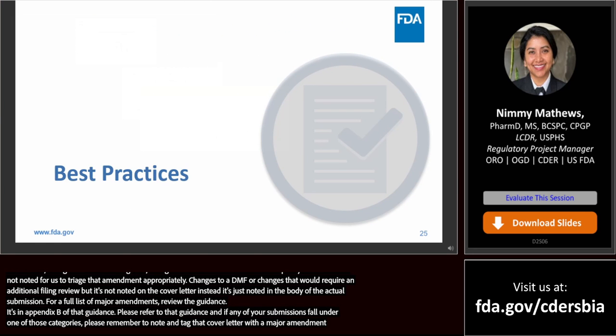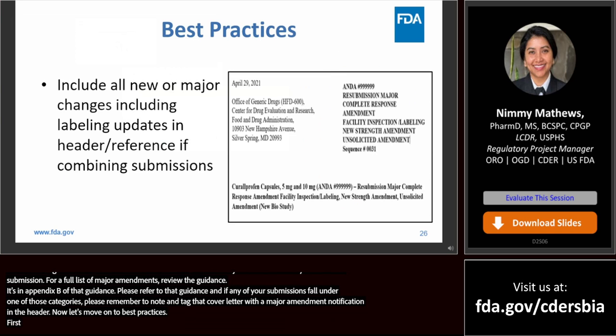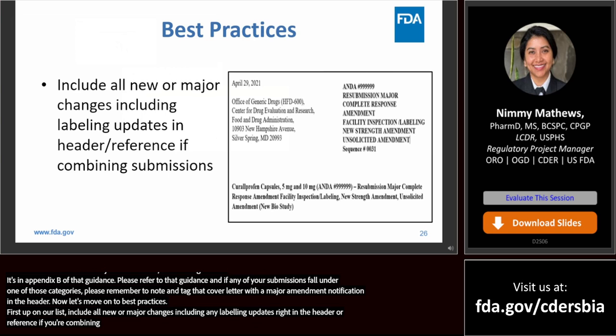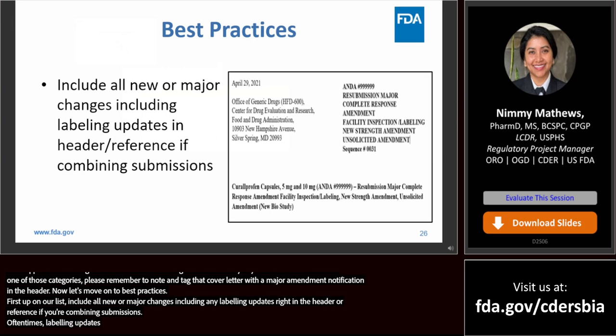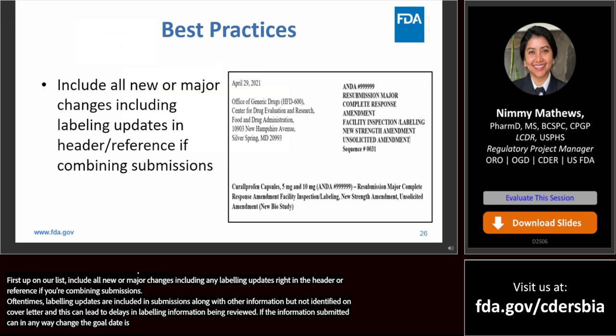Now that we've covered some of the most common errors, let's move on to best practices. First up on our list of best practices is to include all new or major changes, including any labeling updates, right in the header or reference if you are combining submissions. Oftentimes, labeling updates are included in submissions along with other information, but not identified on the cover letter, and this can lead to delays in labeling information being reviewed. Always remember this: if the information submitted can in any way change that goal date, please put that on the header or reference section to be on the safe side.